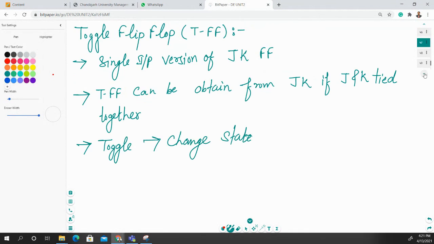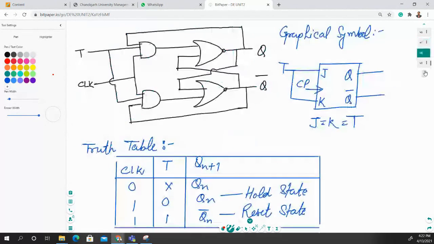And now we will consider the T type of flip flop. So what is this T type of flip flop? It is a single input version of a JK type of flip flop. This T type of flip flop can be obtained when the J and K are tied together, and it will give you the toggle input. That means it is continuously changing the output state, from 0 to 1 and 1 to 0. Okay, so let's see the output.